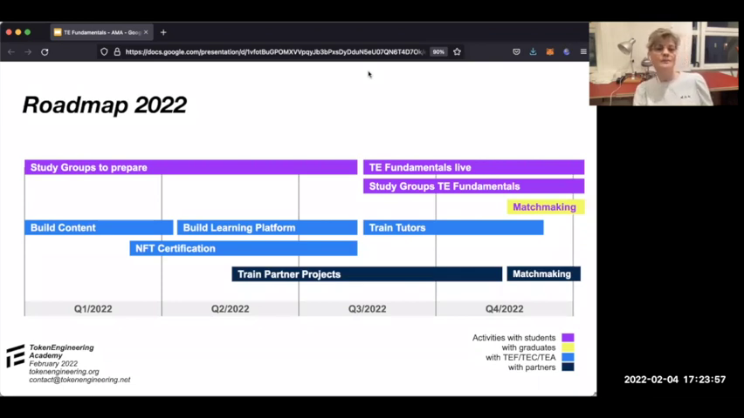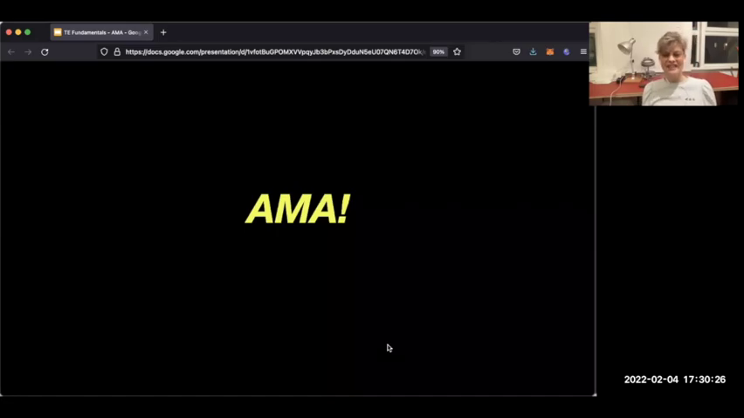So we also will offer training programs for crypto teams and contributors in DAOs so that they gain a better understanding of how to integrate token engineering and of how to collaborate with token engineers. And then, of course, they take part in the matchmaking activities. All right. I think that's it at the moment. Let's start the AMA session.